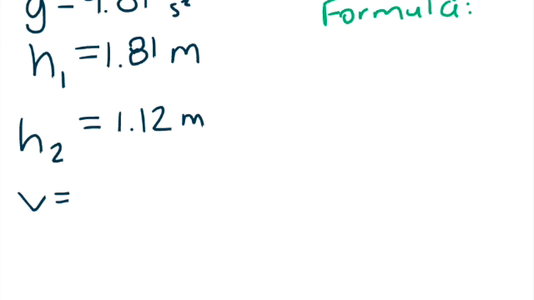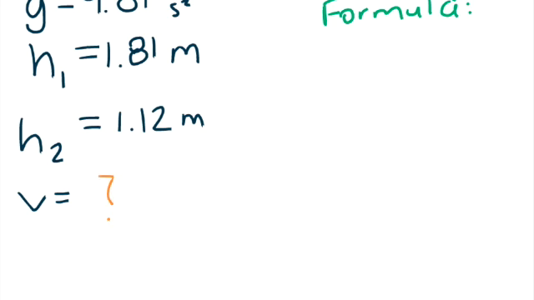Okay, so starting with the variables, we know gravity is equal to 9.81 meters per second squared. And then we're going to have 2 heights because we subtract the height from the floor to the top of the loop from the overall height of our roller coaster. So our H1 is the height of our roller coaster, which is 1.81 meters. And then the height from the floor to the top of our loop is 1.12 meters. And then our velocity is what we're looking for.